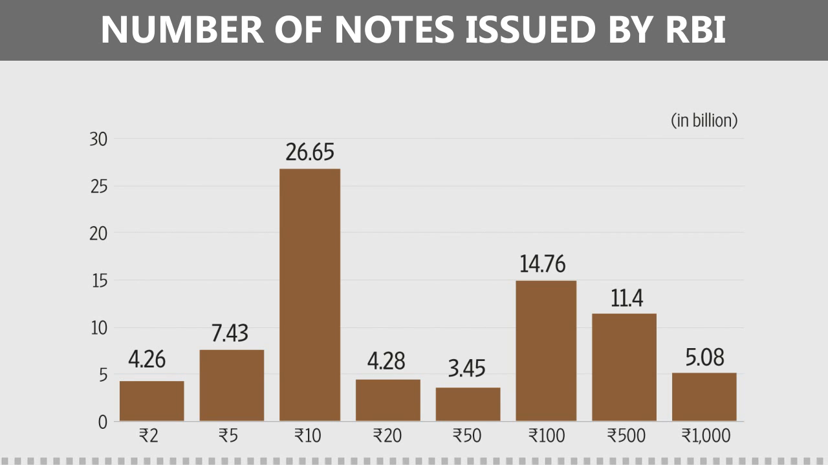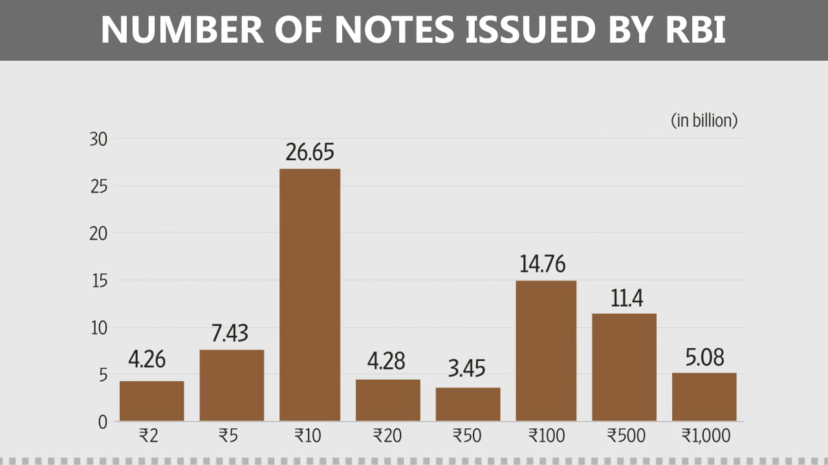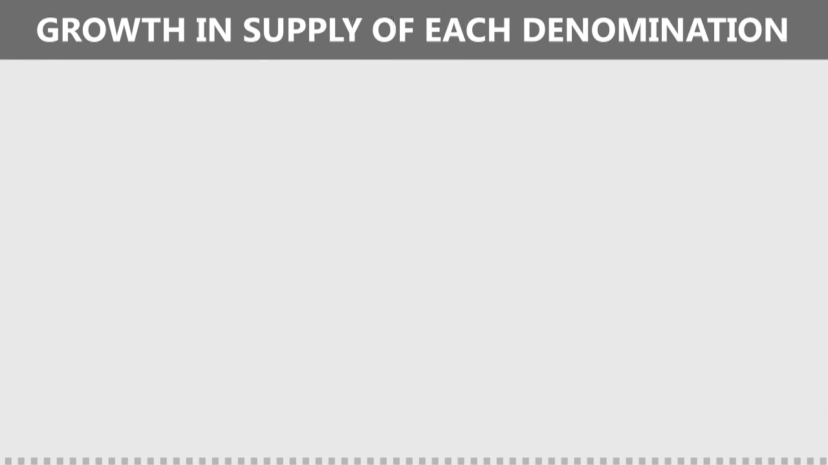The RBI issued the most rupees 10 notes in 2013 to 14, a trend since 2009, followed by rupees 100, rupees 500 and rupees 5 notes. The rate at which the RBI issues notes of different denominations is a rough indication of the demand for those denominations in the market. Growth in supply of each denomination.